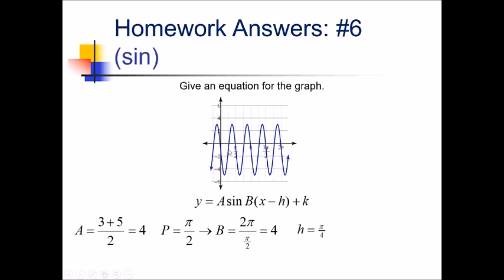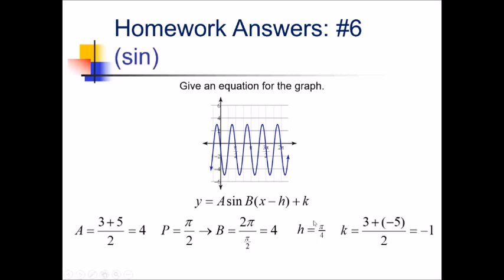So my k value, that's going to be the average of the top and the bottom, the midline. So it's kind of like the amplitude, only we'll be doing 3 plus -5 instead of 3 minus -5, and then dividing that by 2. -2 over 2 is going to give me -1.